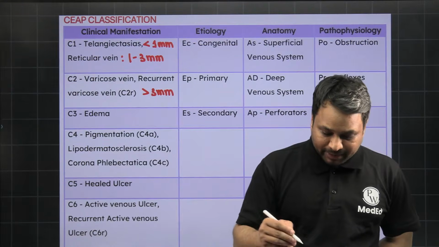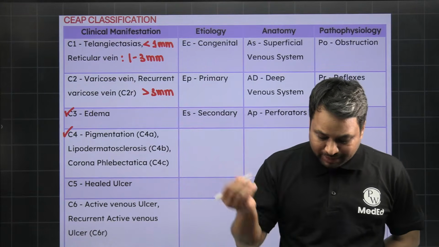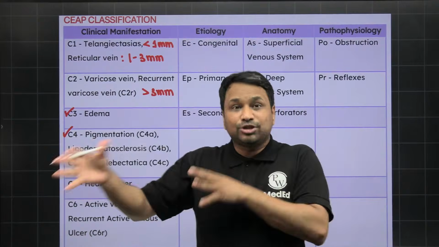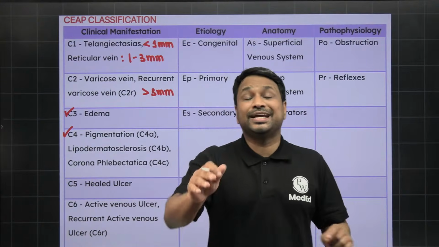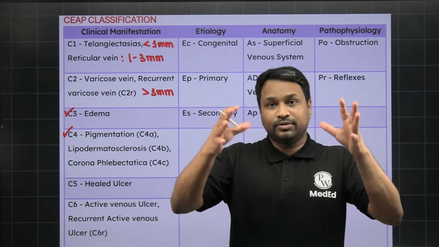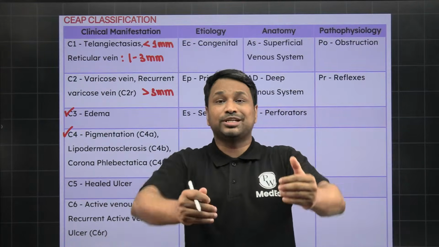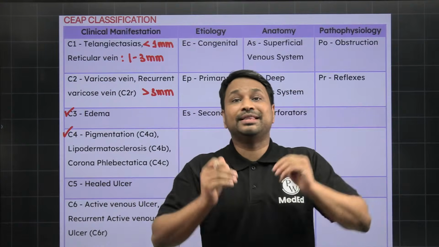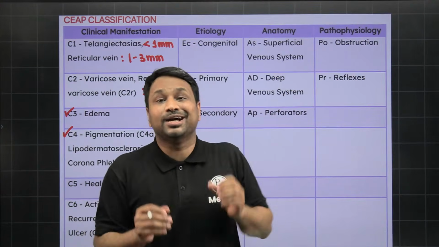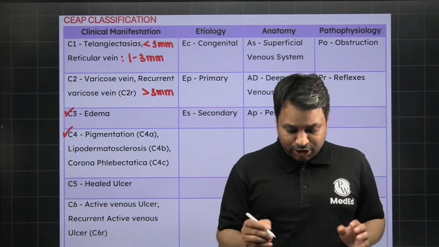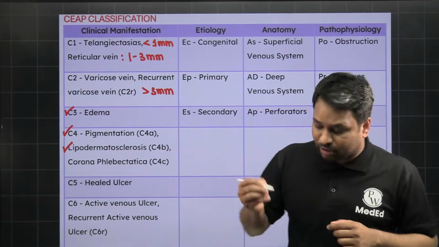C4A is going to be pigmentation. The pigmentation is because of lipodermatosclerosis. Pigmentation is secondary to what? The RBCs get broken down to heme and globin. Globin gets absorbed. Heme forms the hemosiderin. Hemosiderin combines with melanin, and that condition is called hemosiderosis. Hemosiderosis results in pigmentation, and that will now result in lipodermatosclerosis.